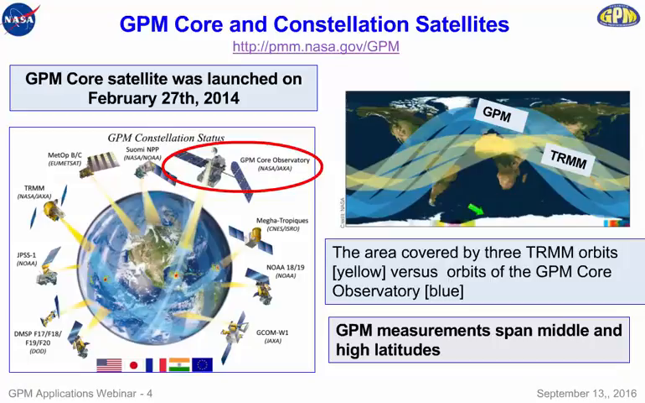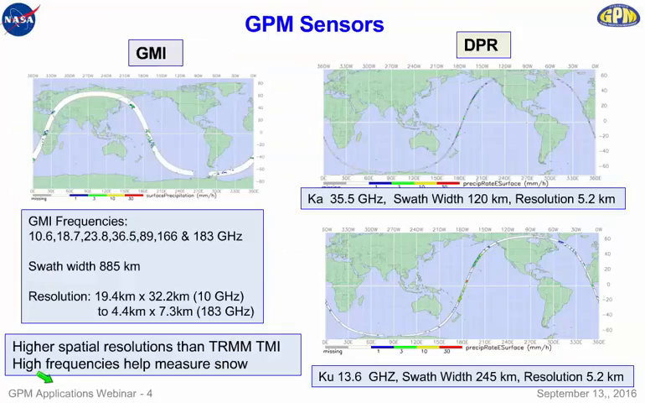And so this is the advantage over TRIM. Quickly talking, there are two sensors in the GPM core satellite: GMI, that is the GPM Microwave Imager, and the Dual-frequency Precipitation Radar. Both of these are microwave instruments. GMI is a passive instrument with multiple frequencies ranging from 10.6 gigahertz to about 183 gigahertz.